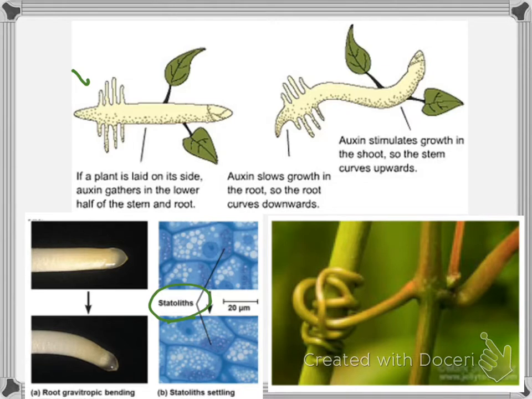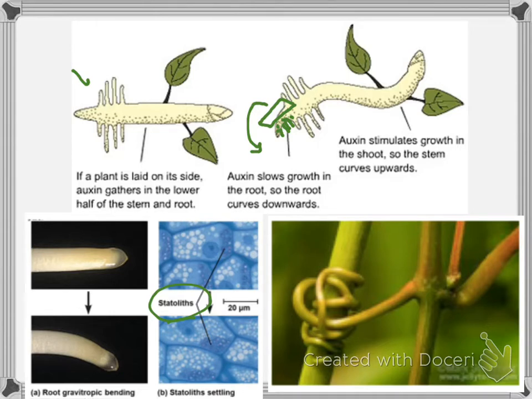tissues to behave differently. So for example, in the roots, auxin, when it starts to accumulate, okay, it's going to inhibit the growth of the lower cells, and it's going to elongate the cells on the upper section. And then it's going to cause those roots to curve downward. And that's going to exhibit positive gravitropism in the roots.